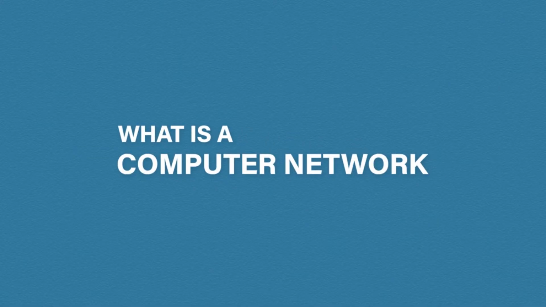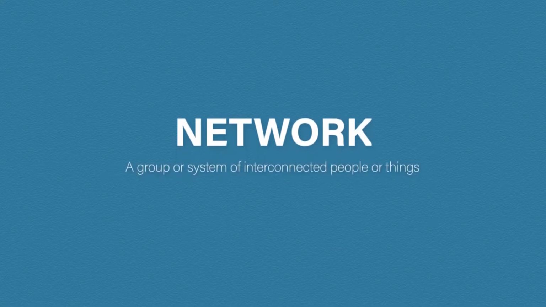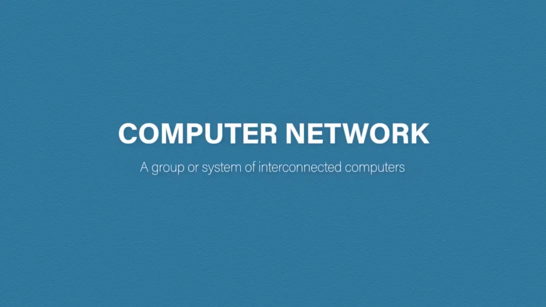Okay, so what is a computer network? Well, first, let's break it down. What is a network? The definition of a network is a group or system of interconnected people or things. So, it would be fair to say a computer network would be a group or system of interconnected computers, right? And that's exactly what it is.